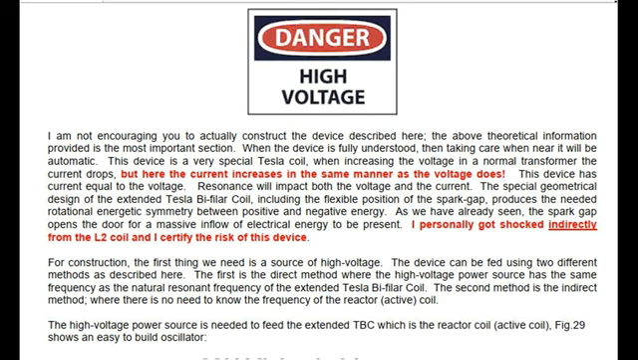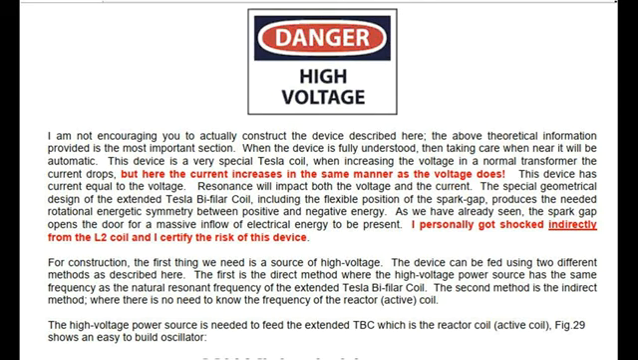This device is a very special Tesla coil. When increasing the voltage in a normal transformer, the current drops, but here the current increases in the same manner as the voltage does. This device has current equal to the voltage. Resonance will impact both the voltage and the current.